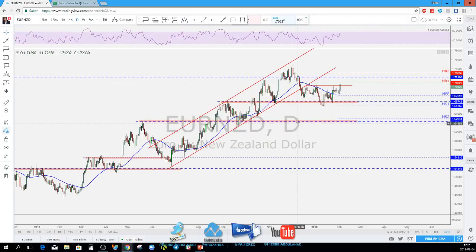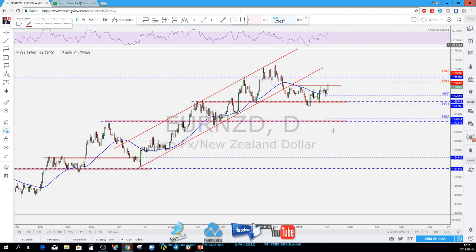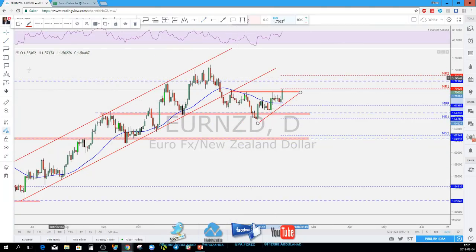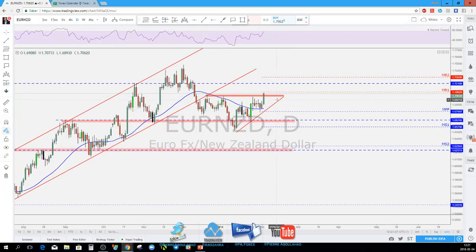Euro New Zealand. After we broke this channel, we found support here and started making another move of higher lows and higher highs. And last week we did break above these highs here, making some kind of inverted head and shoulders. You can look at it like this. And this is the neckline that should be broken, and we got that breakout last week.